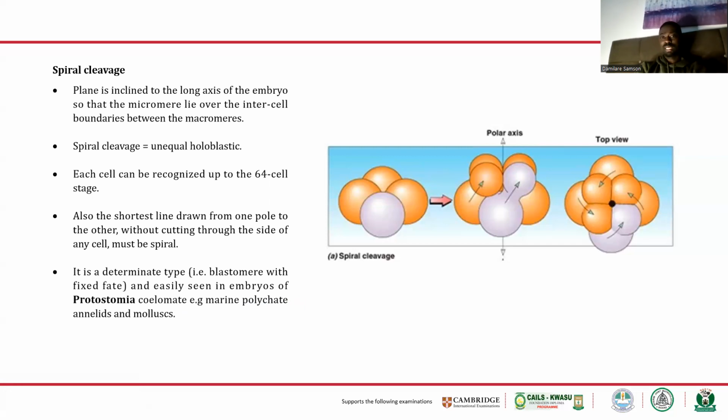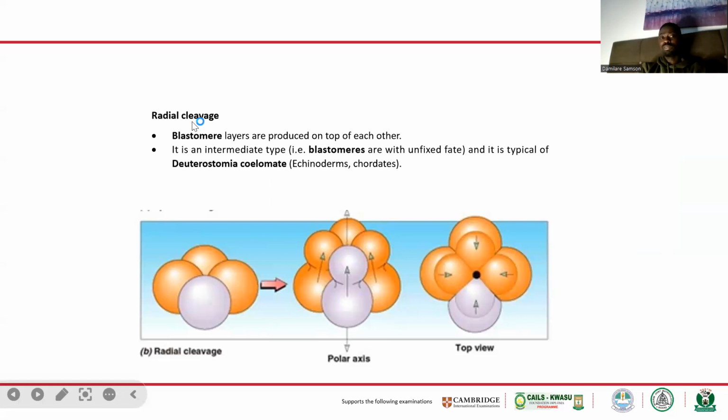So all we're just trying to say, like I said, is that different organisms have different cleavages, and that is because of the type of animal that is going to be formed. Now, when you look at the previous one, when we were talking about the radial, we were talking about echinoderms. And normally, echinoderms are radially symmetrical. If you look at a starfish, for example, every angle you cut it, it will always have a center.